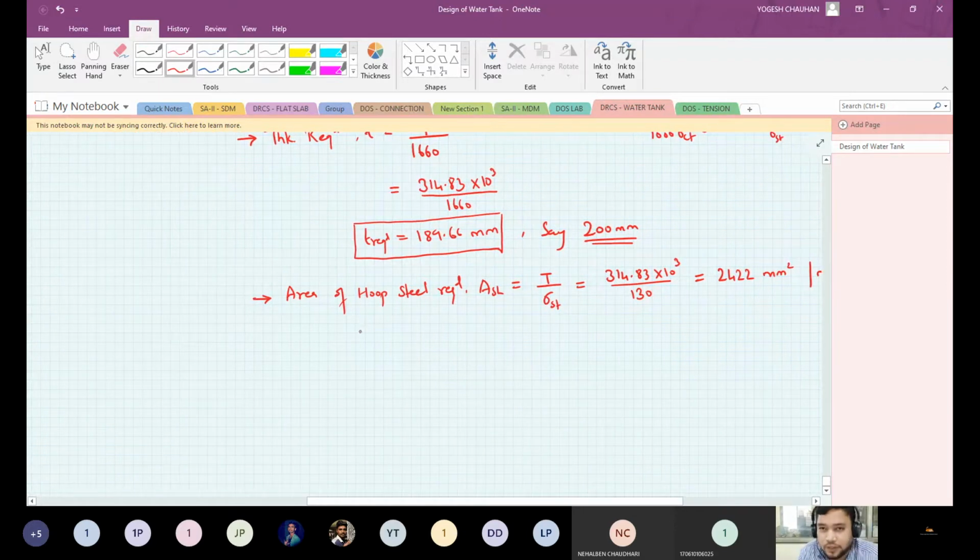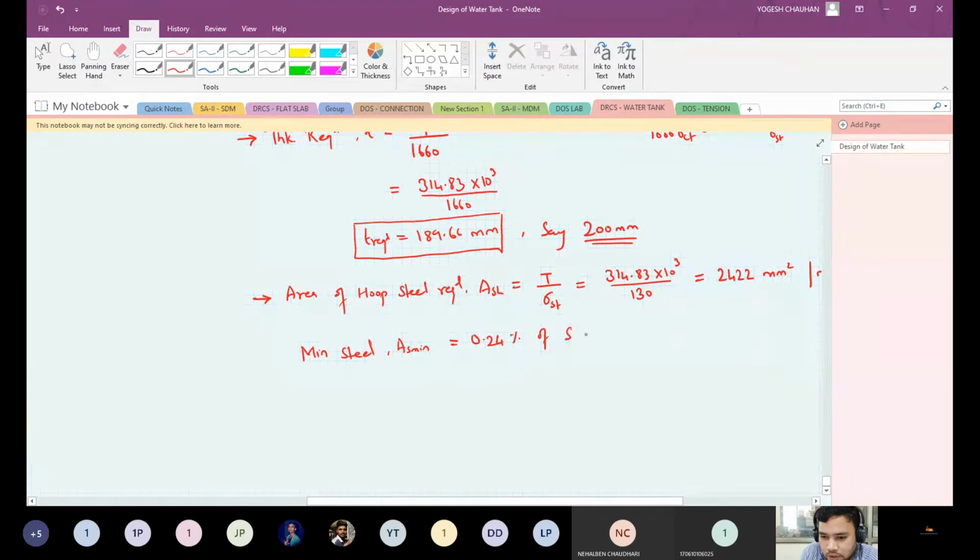Okay, now you also have to find the minimum steel to make sure that the amount of steel required to resist the direct tension is at least the minimum steel. Okay, so let us find the minimum steel. Minimum steel, we call this As minimum, and for this Fe415 grade, meaning for HYSD bars, it is 0.35 or 0.24 percent of the surface area.